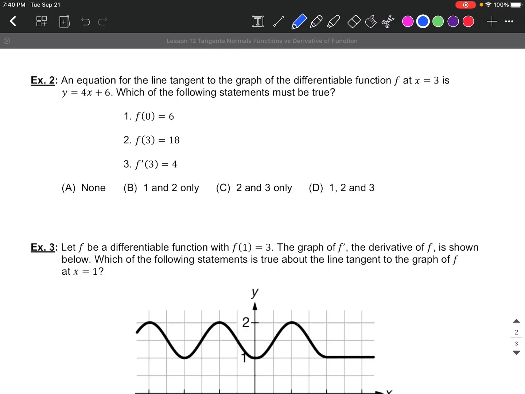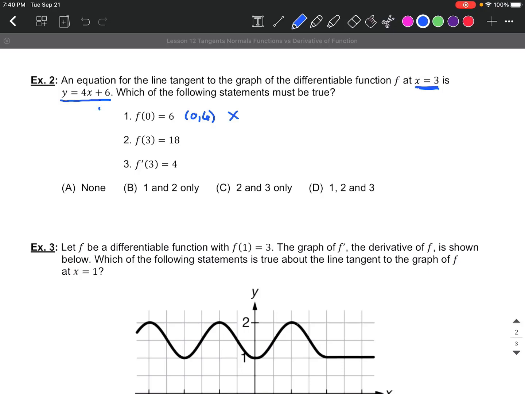An equation for the line tangent to the graph of the differentiable function f at x equals 3 is y equals 4x plus 6. So this is the equation of the tangent line. Which of the following statements must be true? Do we know that f of 0 equals 6? I know that this point (0, 6) is on the tangent line, but it doesn't have to be on my function, because my function only has to touch the tangent line at this point. So I don't know that this one has to be true.